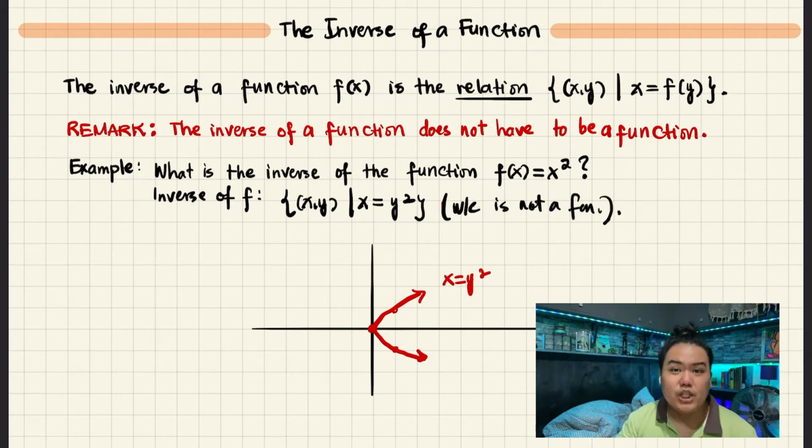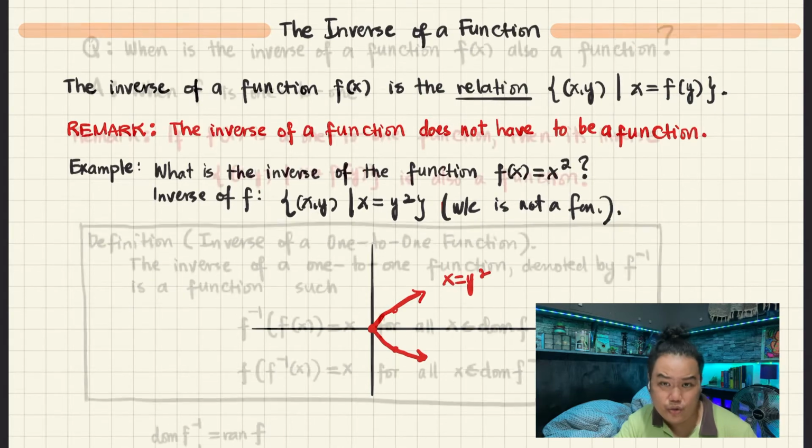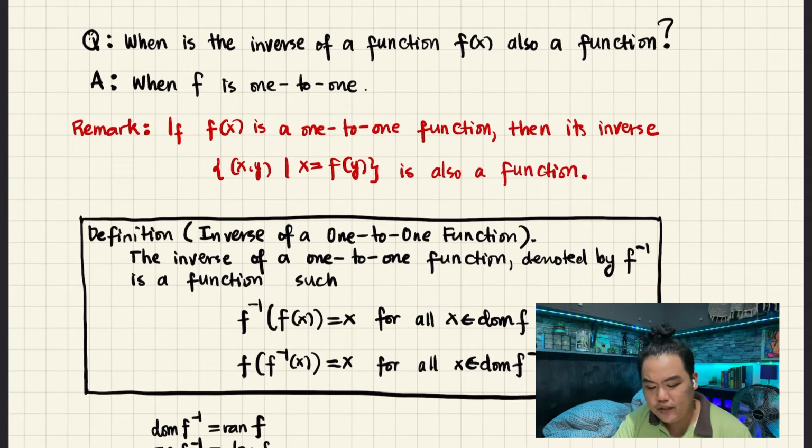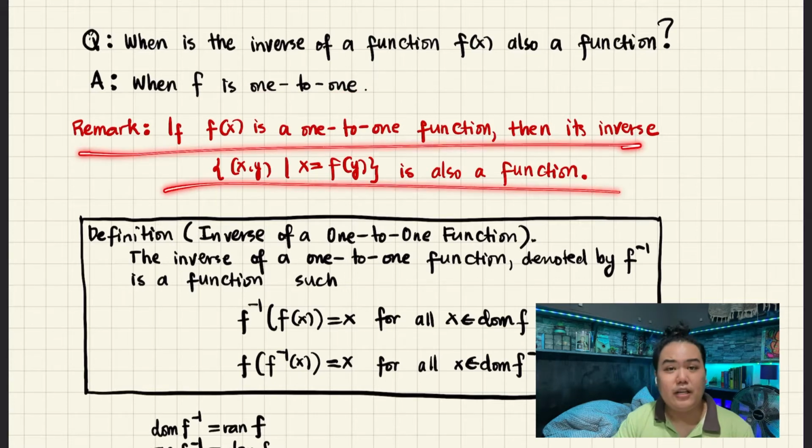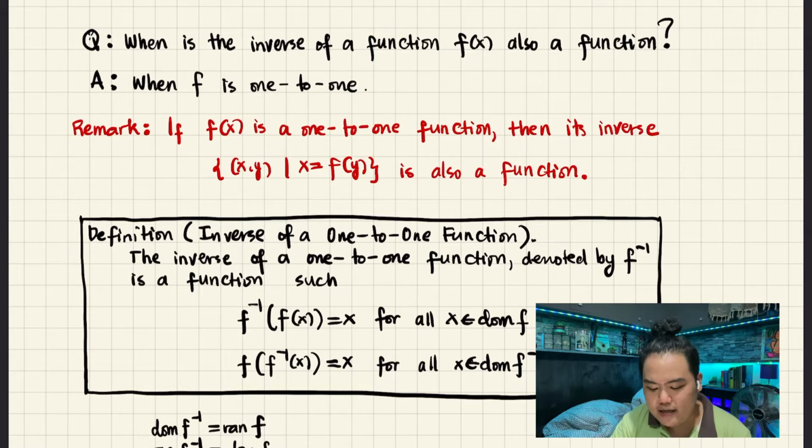Okay. So feeling ko, mapapaisip na kayo ngayon. Kailan kaya function ang inverse ng isang function? Ayan. When is the inverse of a function also a function? Magiging function ang inverse ng isang function if the given function is 1-to-1. So that is, the inverse of f is also a function when f is 1-to-1. So nakalagay sa remark natin yun, nakapula kasi gusto talaga nating i-emphasize na 1-to-1 yung function. So yung makukuha mong inverse niya, ito is also a function.